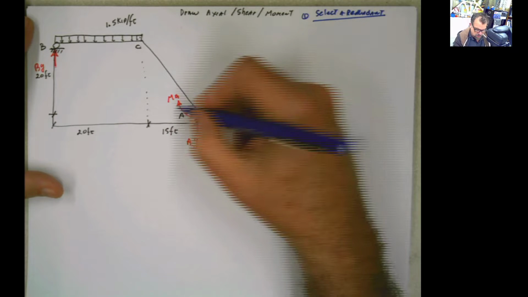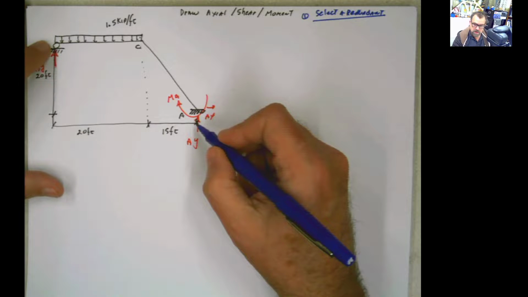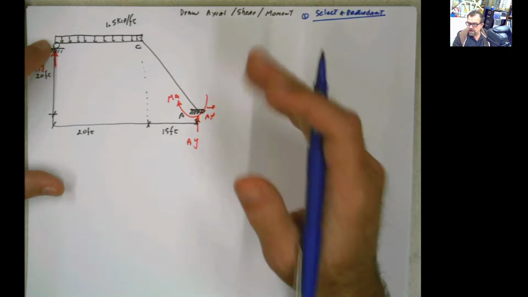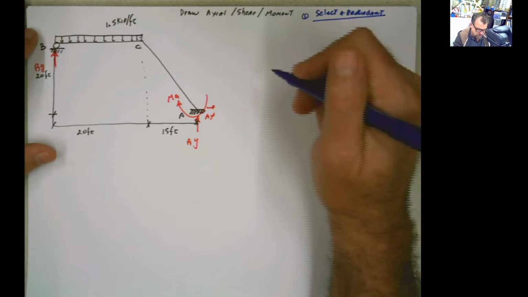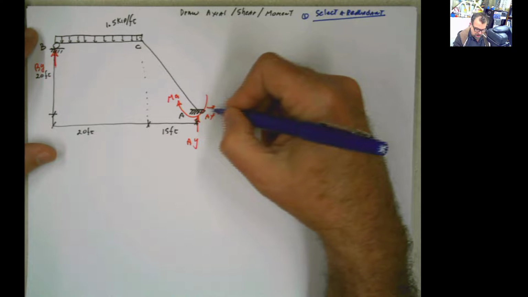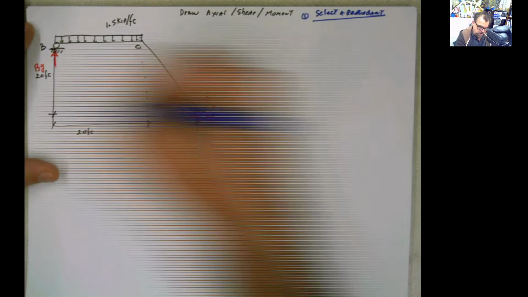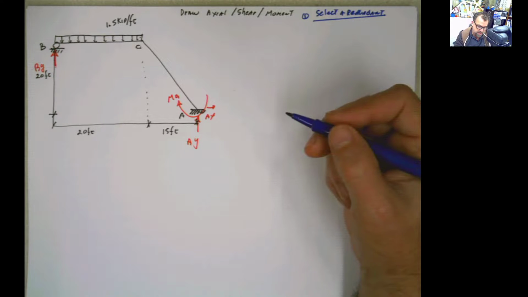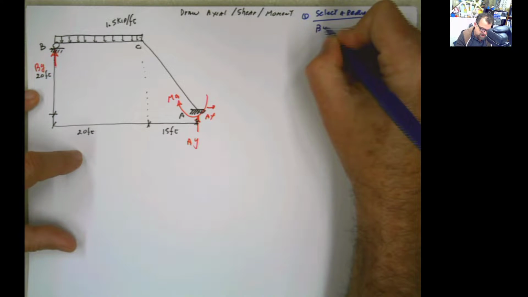I can also take out this moment, and if I do, this will become a pin, this will become a roller, and then the rotation will be the one that I'm taking out as a redundant. But if you take out AX, for example, this is going to be able to roll in this direction. There's nothing holding it that way, so it's not going to be stable. So for this particular problem, I'm going to select BY as the redundant.